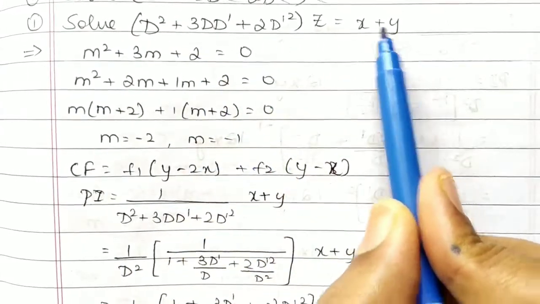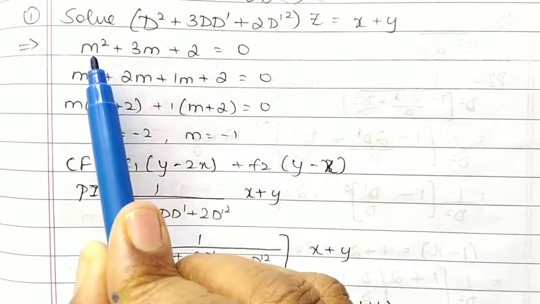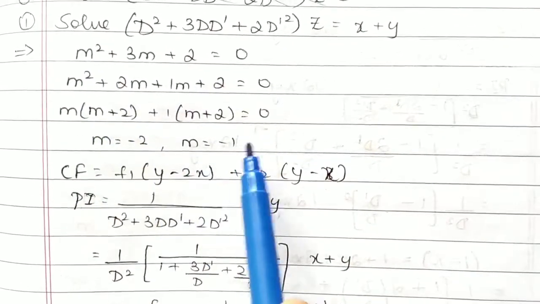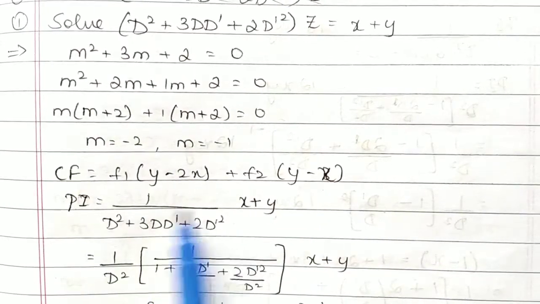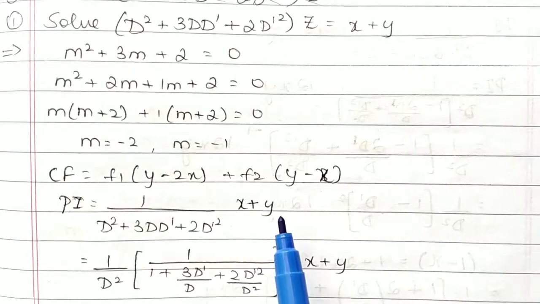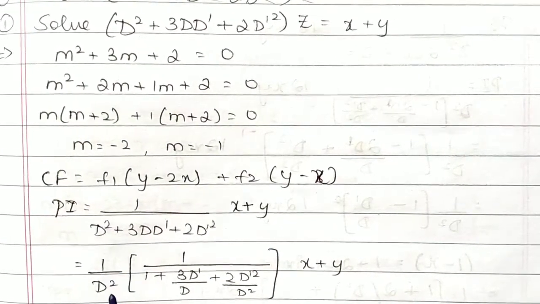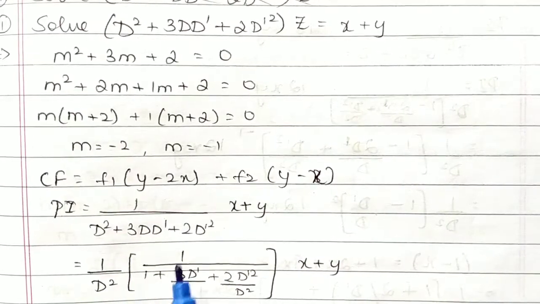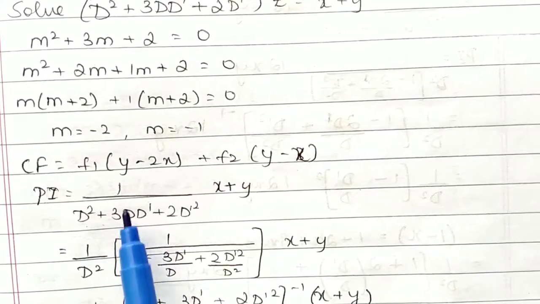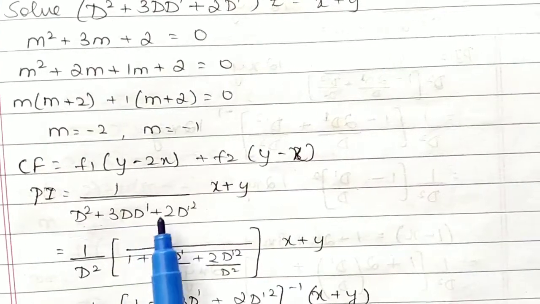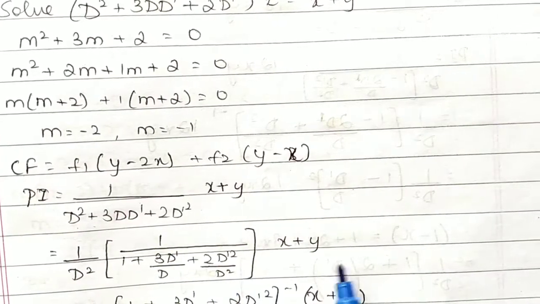See here, this is a question. The right hand side is algebraic. Then as usual the complementary function will be the same: form the auxiliary equation, split it into factors, and find the complementary function. In the particular integral, 1 divided by your question into x plus y is given. So the procedure is you usually take the highest D square common. So 1 by D square into 1 by 1 plus 3D D dash by D square, where D cancels, and you will get 3D dash by D plus 2D dash square by D square, into x plus y.